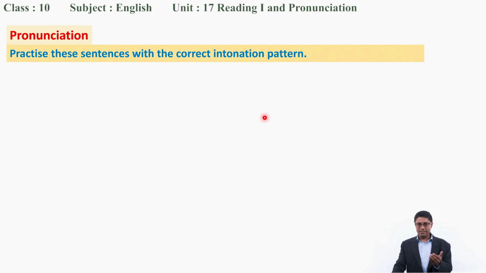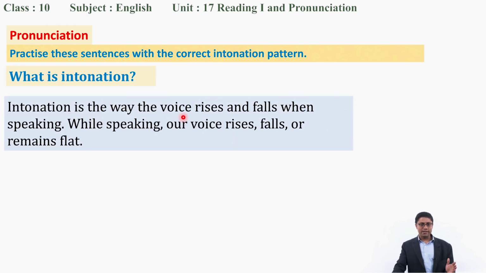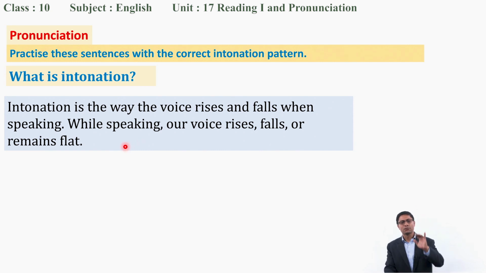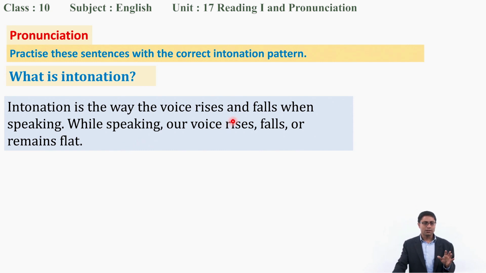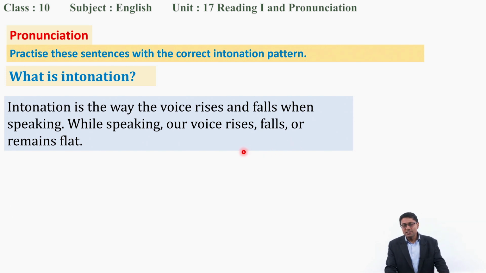So first let's discuss what intonation is. Intonation is the way the voice rises and falls when speaking. Sometimes it goes high and sometimes it goes low. Sometimes it goes high then low. Sometimes it goes low then high. So it's the rising and falling of the voice. While speaking, our voice rises, falls, or sometimes remains flat. So that is what we call intonation.